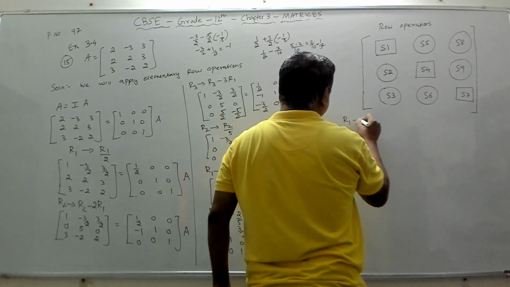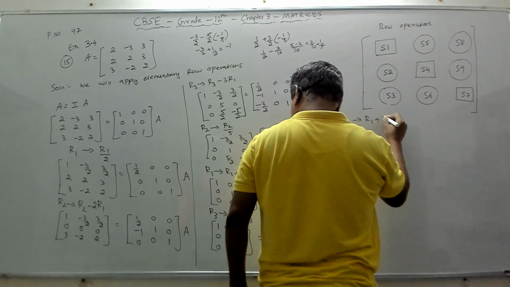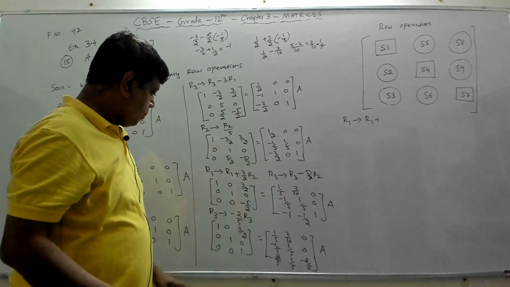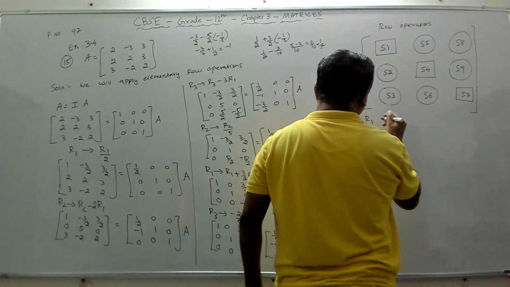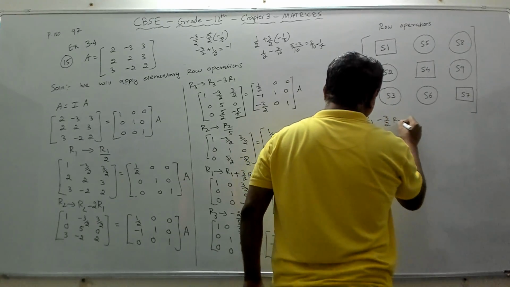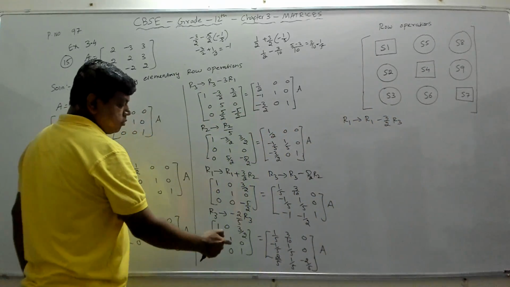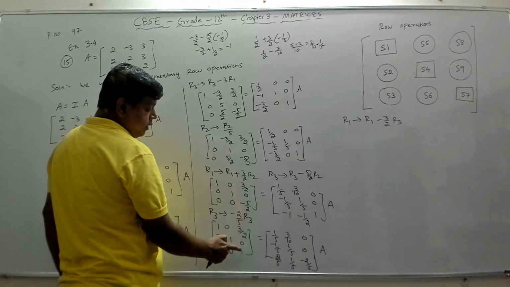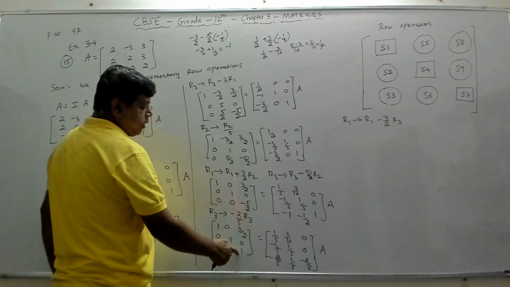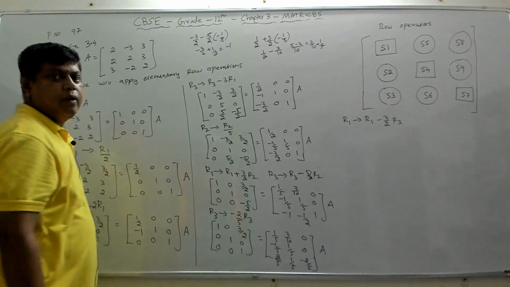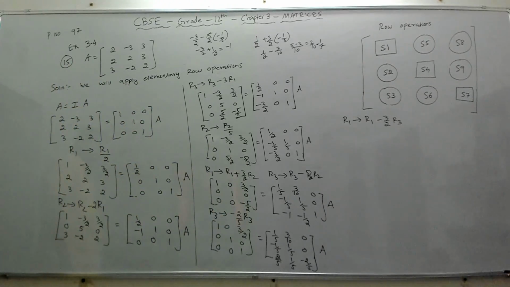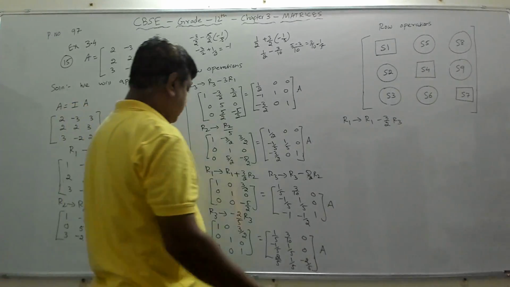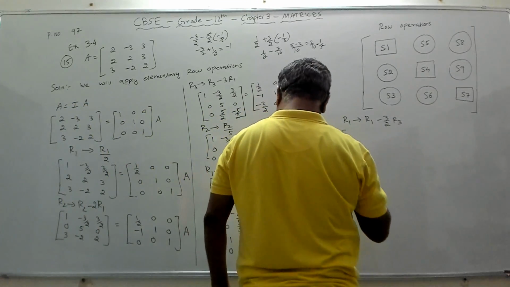Row 1 implies row 1 minus 3 by 2 of row 3. So we have to make this 0 using this. So R1 is 3 by 2 minus 3 by 2 times 1. That will make this as 0. So what do we get if we do that? Row 1 is changing.